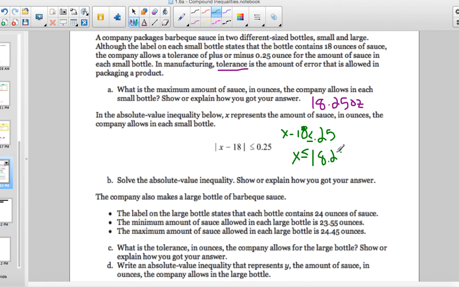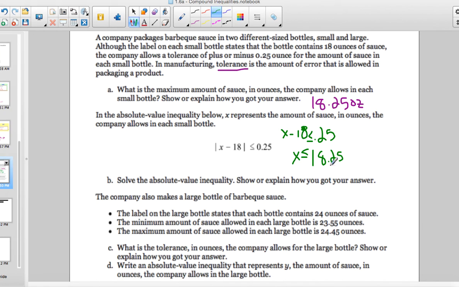Now, that's what a lot of kids are going to do, and on the MCAS, they're going to forget to do case 2, and they're just going to say x is less than or equal to 18.25, which is great if you're the company. That means you can sell the bottle even if it's 0.1 ounces and still somehow make a profit, right? Probably a bad thing for the company because nobody will buy that one, right? So you got to refine your answer, right?